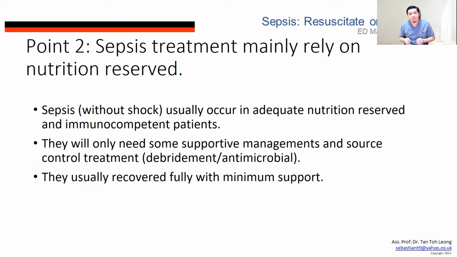Point two, sepsis treatment mainly relies on nutrition reserve. Sepsis, especially without shock, usually occurs in patients with adequate nutrition reserve who are immunocompetent. They will only need some supportive management and source control treatment, such as debridement for the infected wound, and also antimicrobials suitable for the infection itself.